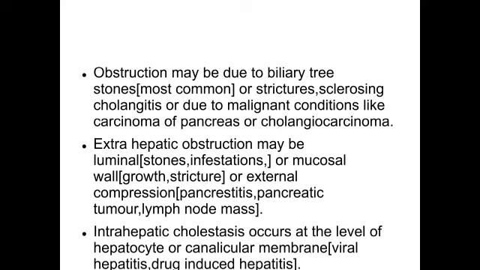Obstruction may be due to biliary tree stones, which are most common, or strictures, sclerosing cholangitis, or malignant conditions like carcinoma of pancreas or cholangiocarcinoma. Extrahepatic obstruction may be luminal, within the lumen, that is stones, infestations with Clonorchis sinensis or Ascariasis, or mucosal wall growth, or stricture in the wall due to fibrosis following cholangitis, sclerosing cholangitis, or it may be external compression, pancreatitis or pancreatic tumors, lymph node mass, etc.